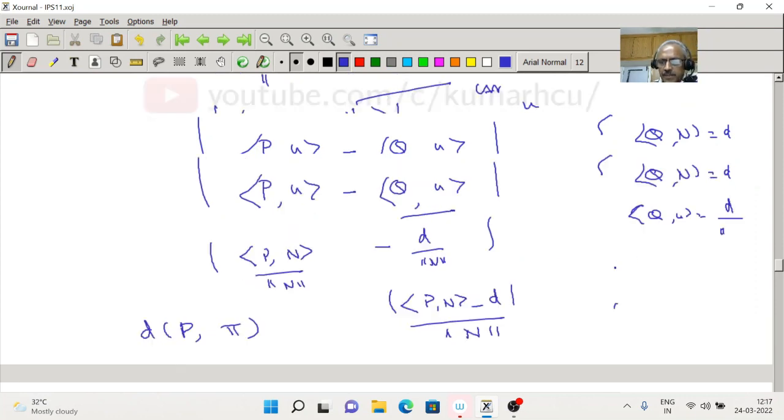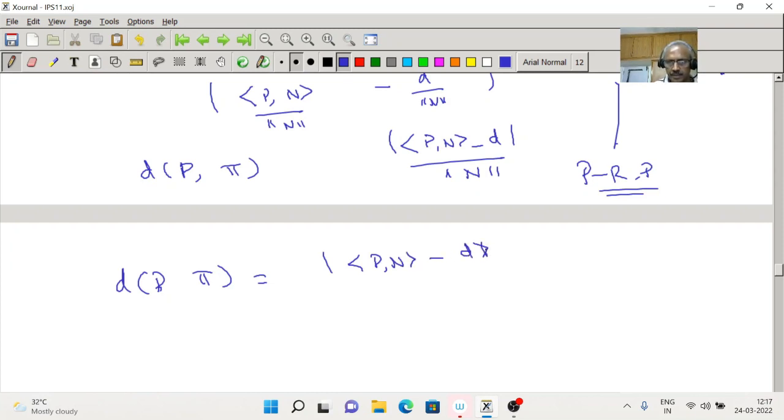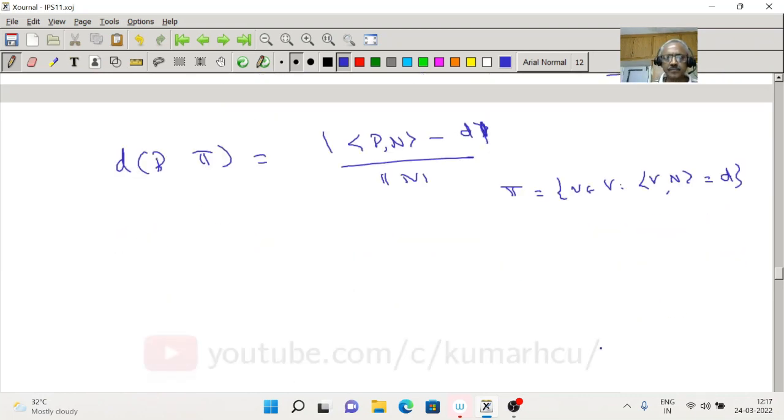Okay, pause, review, proceed. So the distance between p and pi is the modulus of the inner product of p with n minus d, by norm of n, where pi is the set of all vectors v such that v inner product n equals d, some constant. Now specialize to R3.